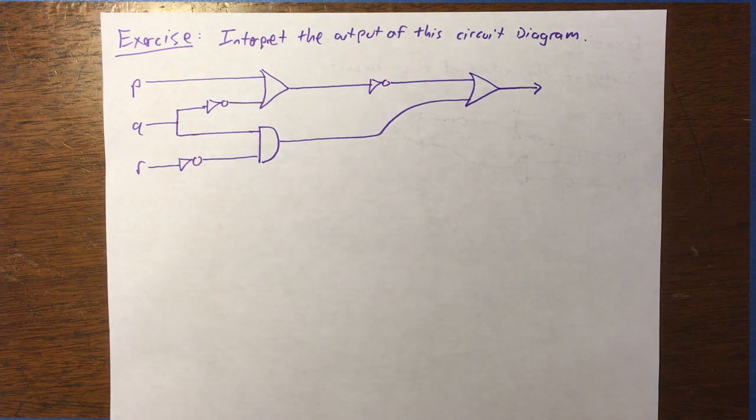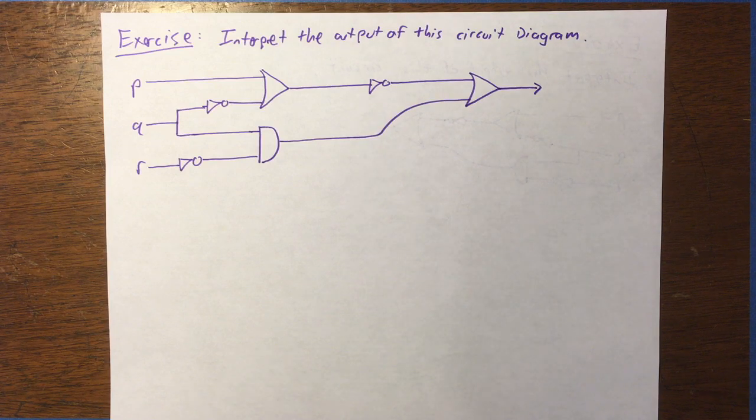All right, so let's go over this exercise. Interpret the output of this circuit diagram. We have three inputs, P, Q, and R. Again, just three variables. Truth values, true, false. So you can think of all of these as being 0 or 1.